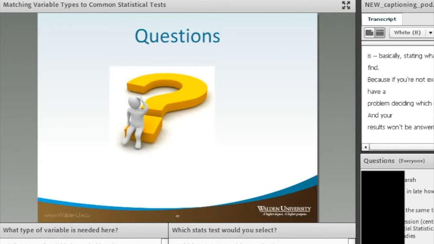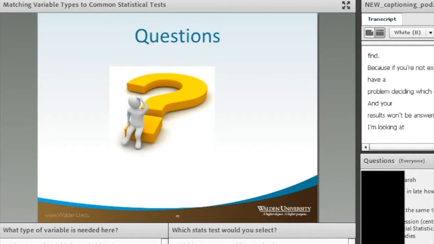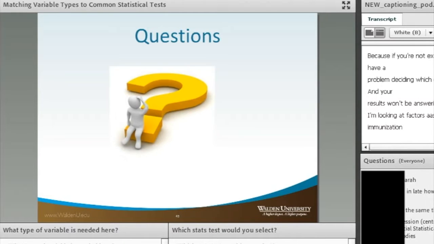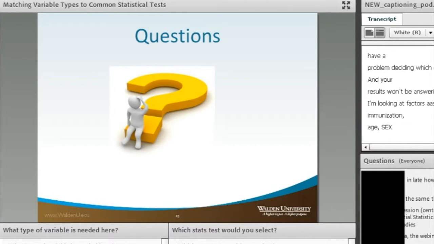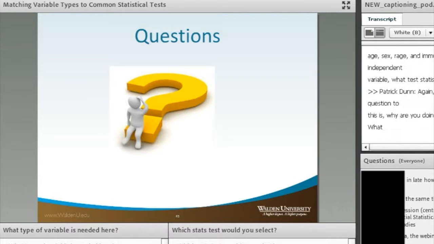If I'm looking at factors associated with immunization coverage, like age, sex, race as independent variables, and immunization coverage as the dependent variable, what test statistic should I use? Yeah. So again, going back, every question comes down to this: why are you doing this study? What are the gaps in your literature? What are the research questions?